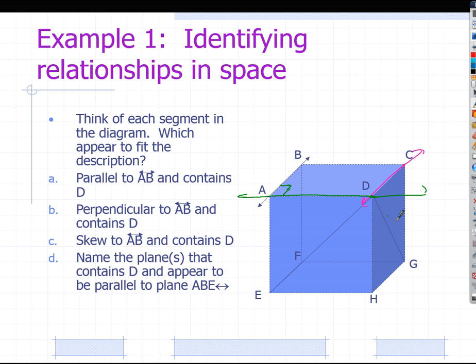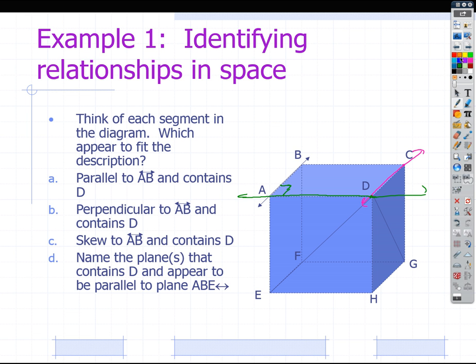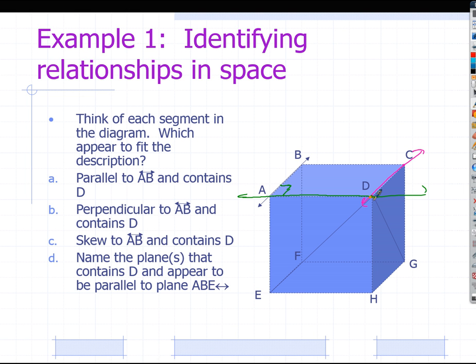Okay, what about this one? Skew to AB and contains point D. So we'll make this one orange. Actually, there are a bunch of them. Can somebody give me one example of a line that is skew to AB? What does skew mean again? Okay, they're not coplanar, and they also do not intersect. Okay, good. Trinity, can you give me an example of a line that goes through point D that's not parallel to AB but does not intersect it? DH, yeah, good. So line DH right there. Perfect. They don't intersect, but they're not in the same plane.